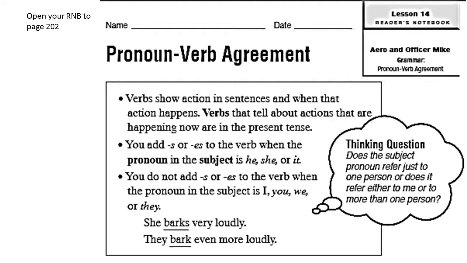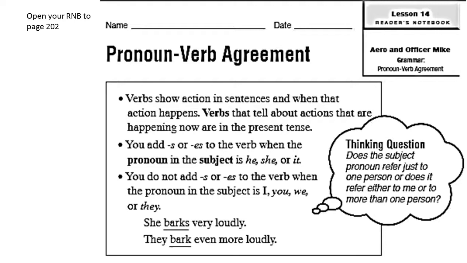Okay, let's read the second point. You add s or es to the verb when the pronoun in the subject is he, she, or it. So if you have a subject that is he, she, or it, you're going to add s or es to the verb in the sentence. Let's look at the third point. You do not add s or es to the verb when the pronoun in the subject is I, you, we, or they. And down below, we have some examples here.